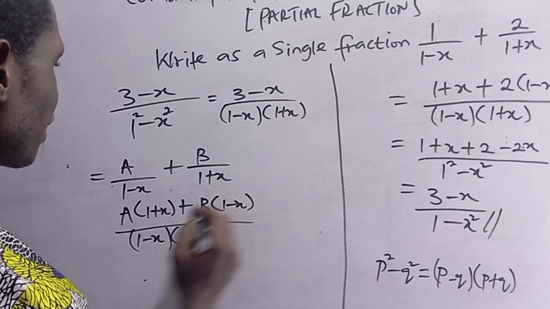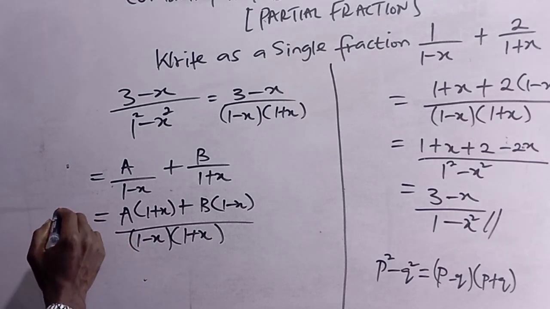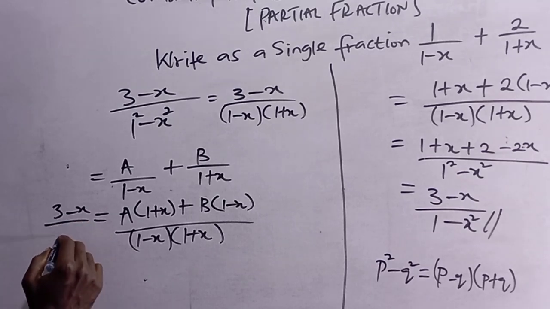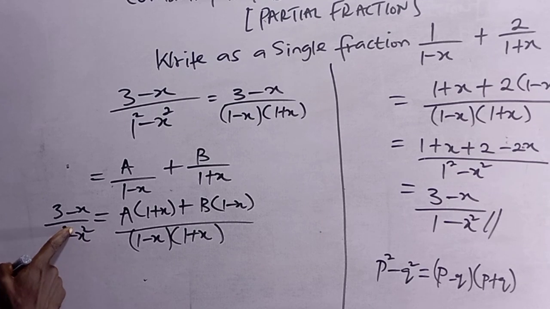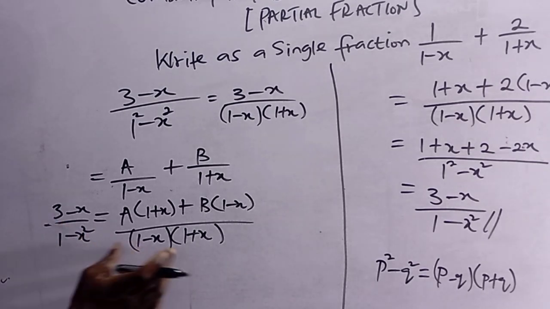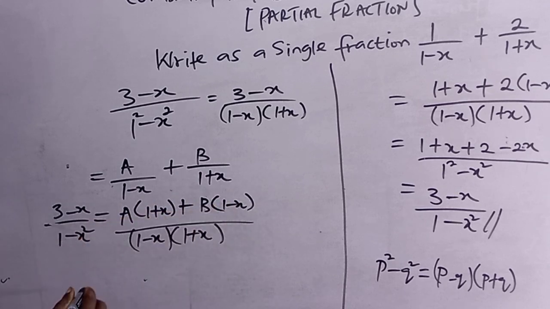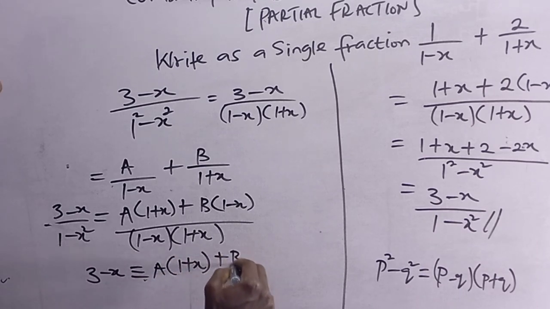But what we have at the left hand side is 3 minus x all over 1 squared minus x squared, or 1 minus x squared. The denominators are the same. So it implies that the numerators are equivalent. So we can now say 3 minus x is equivalent to a into 1 plus x plus b into 1 minus x.